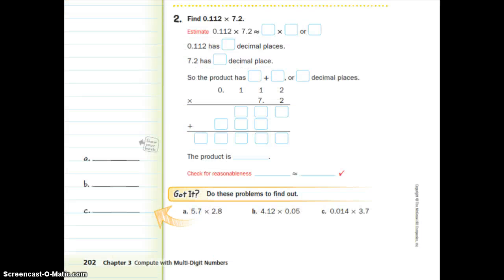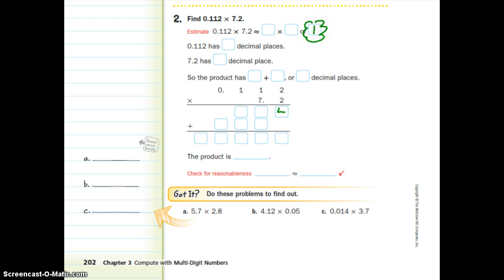In problem number 2, we have 0.112 times 7.2. So we've got a hair under. I'm going to go ahead and say that our estimate really is going to be about 1. So it's going to be somewhere between 0 and 1. So let's go ahead and do the math of this.